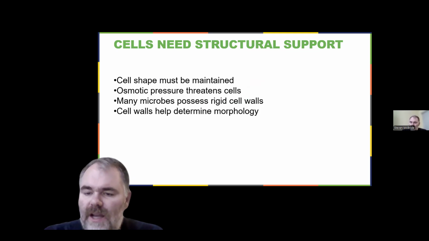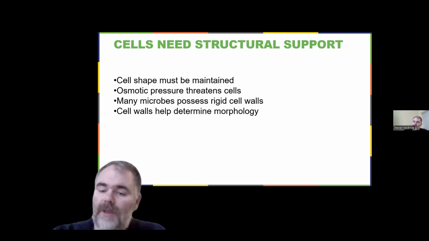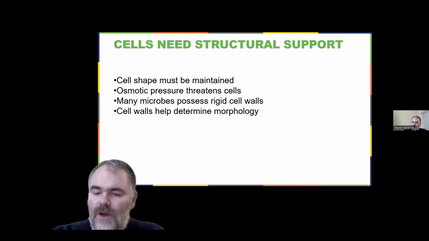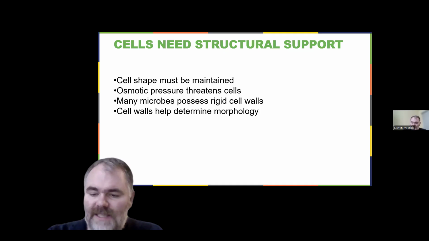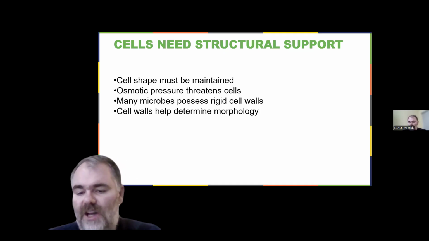Although cells come in many different shapes, maintaining the shape is not easy. Cells constantly experience osmotic pressure because water moves across membranes. In many environments, this pressure can place major stress on the cell. Without structural support, cells could swell, deform, or even burst. To prevent this, many microorganisms possess rigid cell walls surrounding the plasma membrane. Cell walls provide structural strength and help protect cells from osmotic stress. They also play a major role in determining cell morphology.